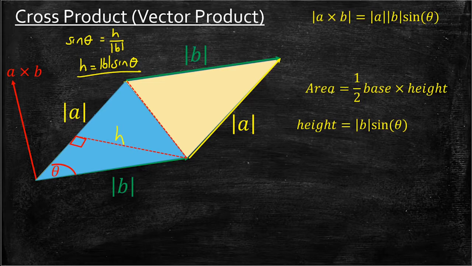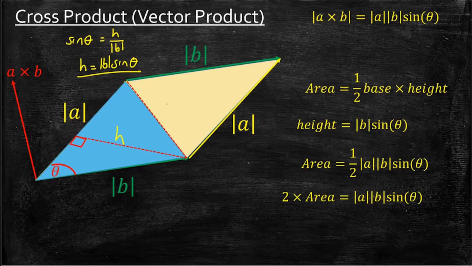Now we're going to substitute this result into this formula. Remember that the base is the modulus of A, and the height is going to be the modulus of B sine of theta. The area of half of this parallelogram, so the area of this little triangle, is half AB sine of theta, because A is the base and B sine theta is the height. Now just look at what happens when we double this area. We'll have AB sine of theta. Hey, that looks very similar to this equation up here. But when we double the area, we actually get the full area of the parallelogram.